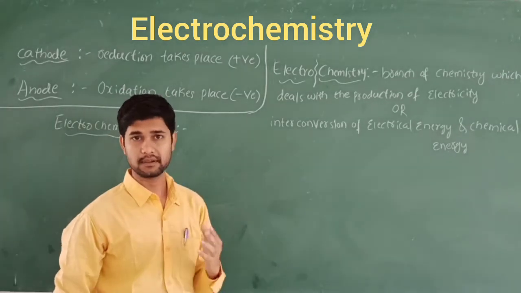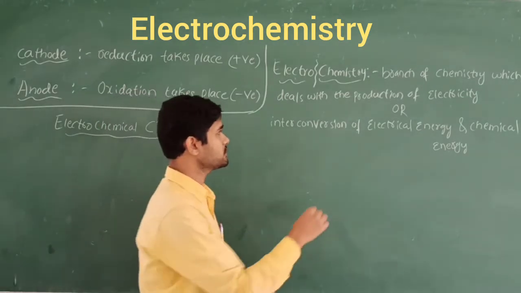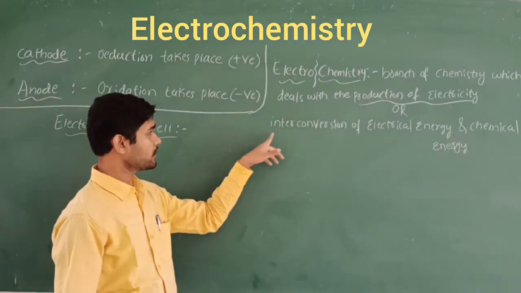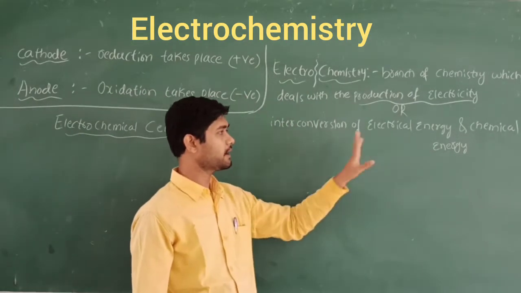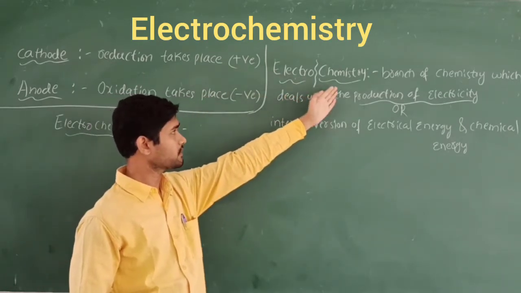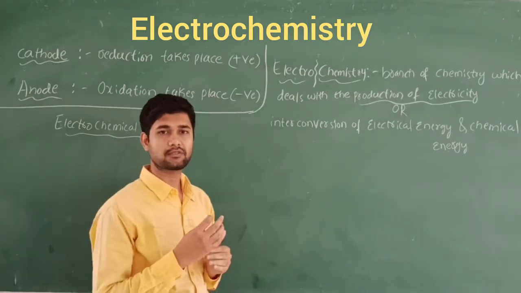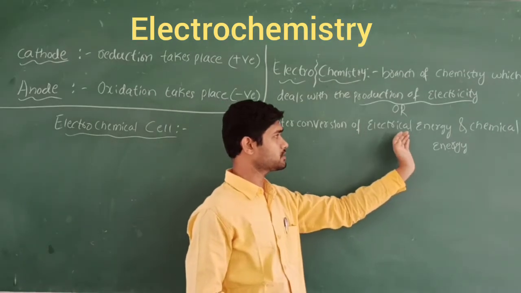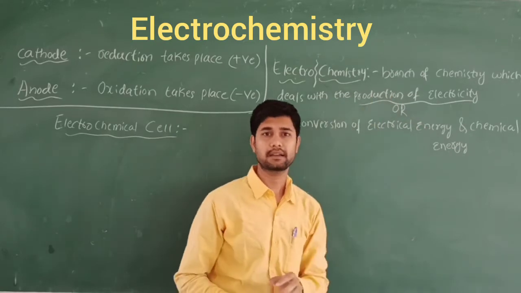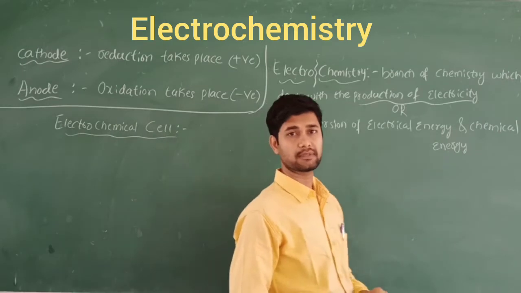Electrochemistry is a very big branch of chemistry which deals with the production of electricity. Very simple word: it deals with the production of electricity, or interconversion of electrical energy and chemical energy. As the name indicates, electrical is there and chemical energy will be there, so simultaneously the interconversion takes place. Interconversion means it may convert electrical energy into chemical energy or vice versa, chemical energy into electrical energy. That we are going to define as electrochemistry. That is the main branch of chemistry.